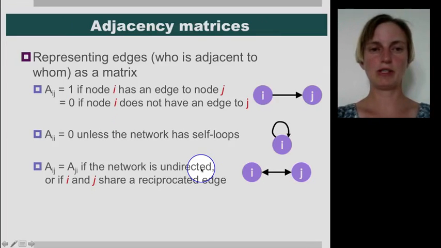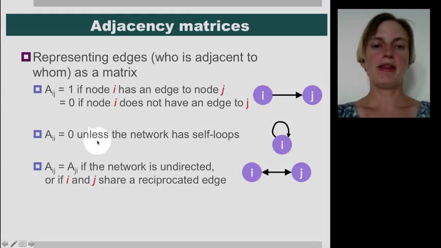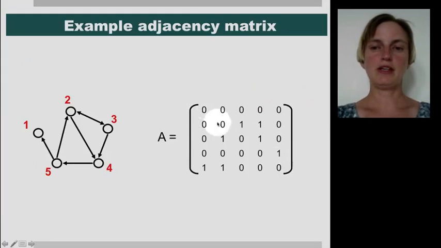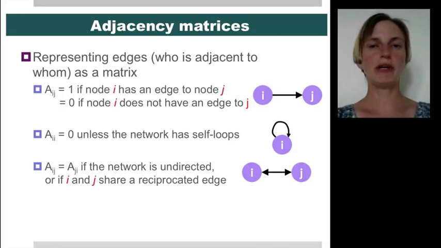So let's see how this works. The entry in the matrix is 1 if node i has a directed edge to node j, and it's 0 otherwise, if i and j don't share an edge. Usually, the diagonal of the matrix right here is 0 because usually you don't have self loops. However, in some cases, you can have self loops. For example, if the network represents who nominated whom for a certain office, well, individuals can nominate themselves, and you may very well want to have self loops represented.